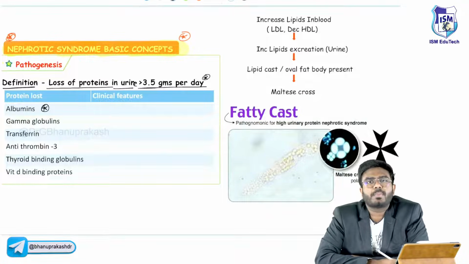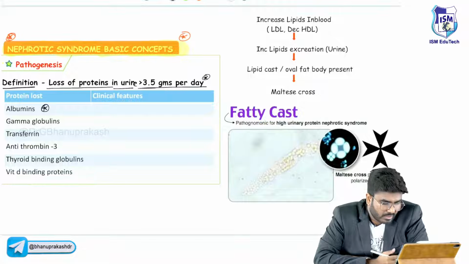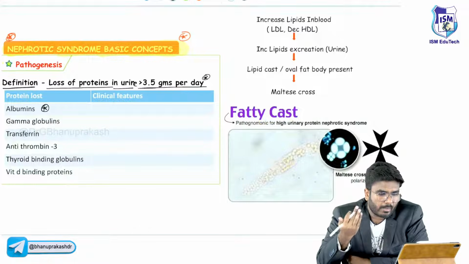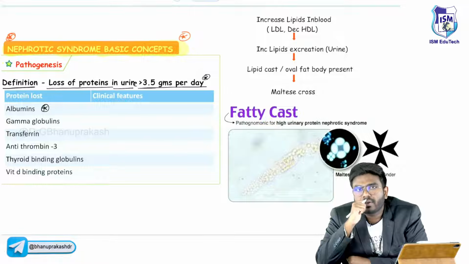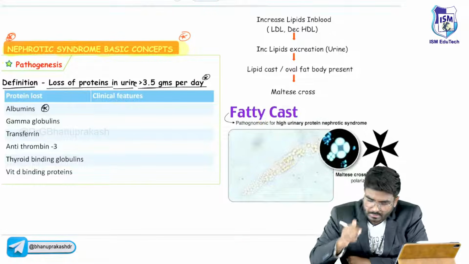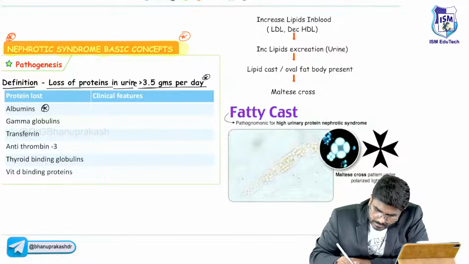Albumin. The patient is losing albumin. When the patient is losing albumin, what happens? What are the clinical features? Imagine I am losing albumin in my urine right now. What kind of clinical features are going to be seen in me? Can you tell me, guys? Come on. Edema.